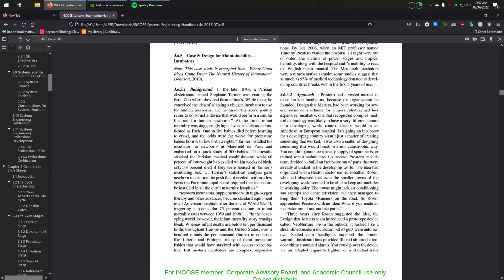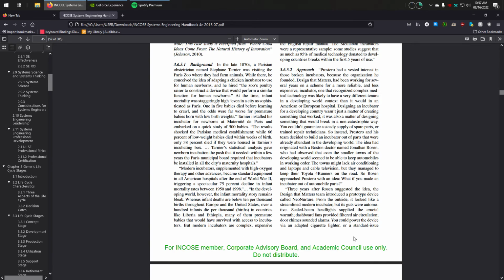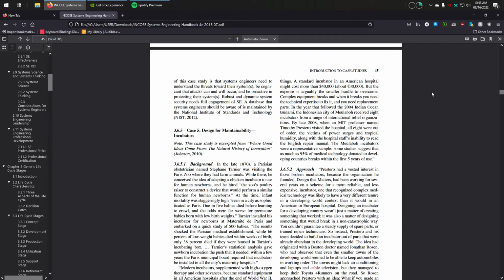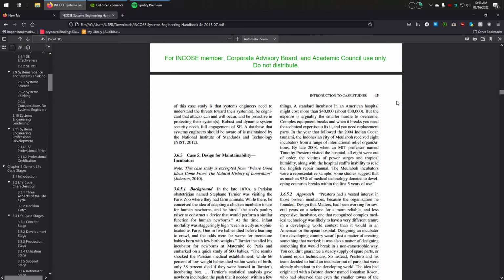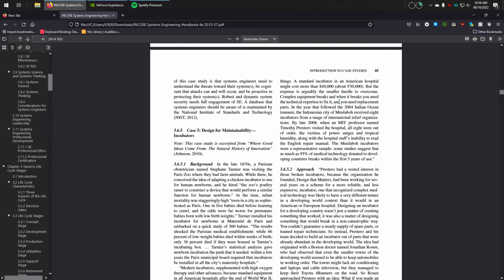In the developing world, however, the infant mortality story remains bleak, whereas infant deaths are below 10 per thousand births between Europe and the United States. Over 100 infants die per thousand in countries like Liberia and Ethiopia, many of them premature babies that would have survived with access to incubators. But modern incubators are complex, expensive things. A standard incubator in an American hospital might cost more than $40,000, but the expense is arguably the small hurdle to overcome. Complex equipment breaks, and when it breaks, you need the technical expertise to fix it.